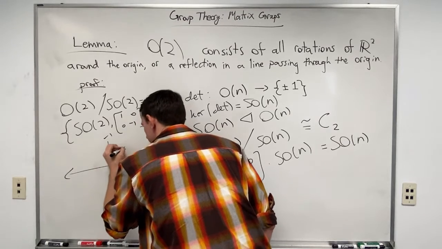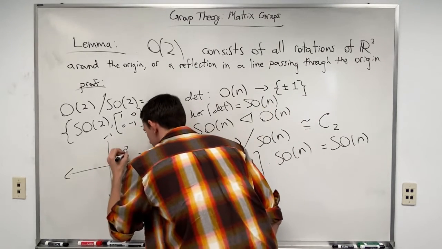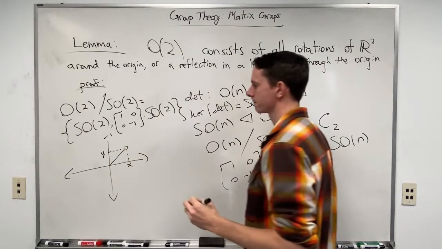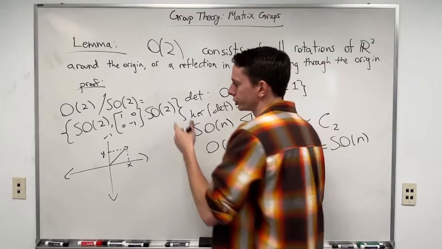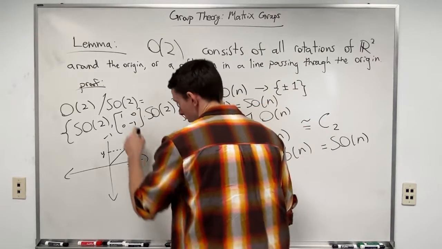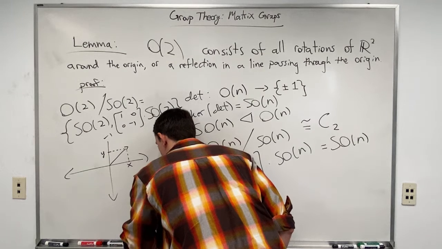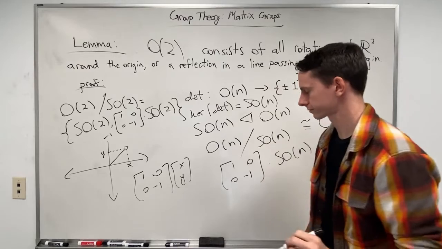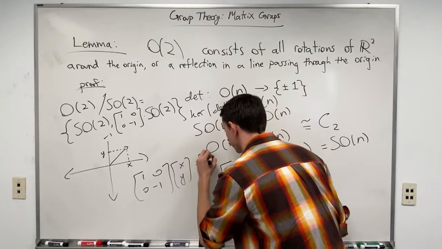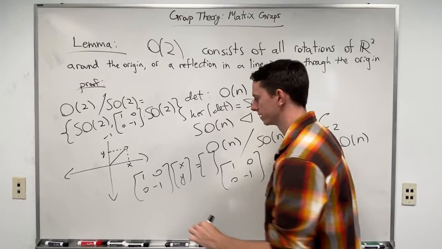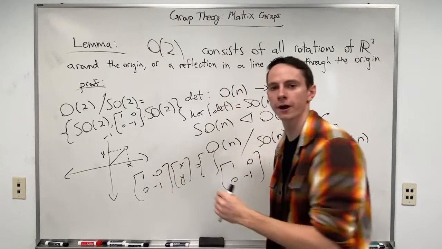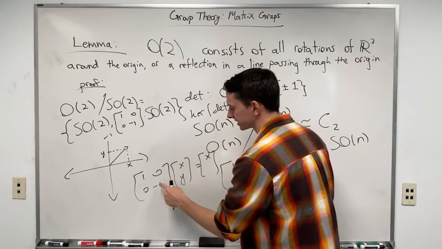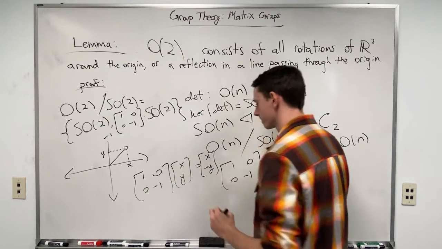So let's say this is my vector, and it has a horizontal component of x and a vertical component of y. And I want to see what happens to this vector when this matrix acts on it. So now I have 1, 0, 0, negative 1 acting on this vector xy. Well, I know the output is going to be some other vector, where the top component is going to be 1 times x plus 0 times y, or just x. And the bottom component is going to be 0 times x plus negative 1 times y, or negative y.